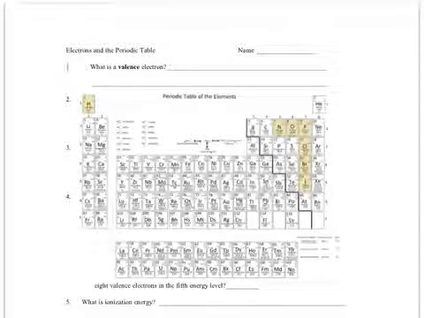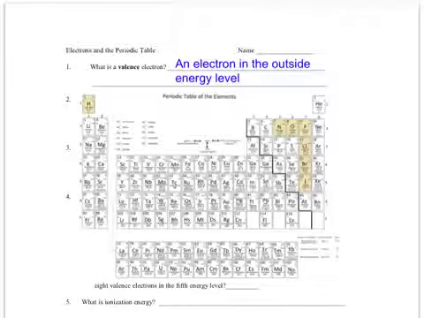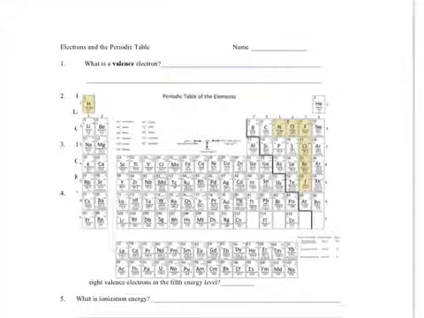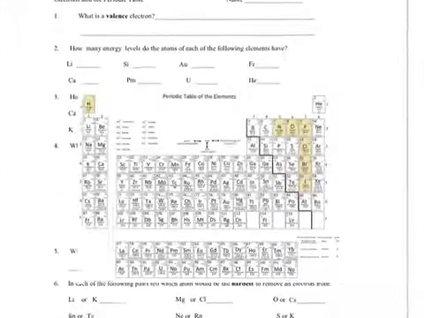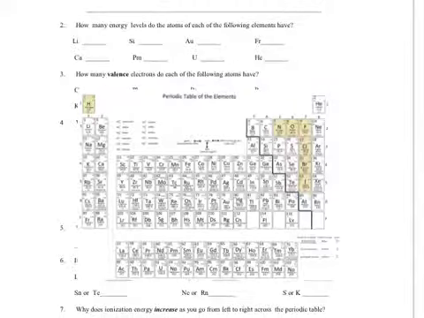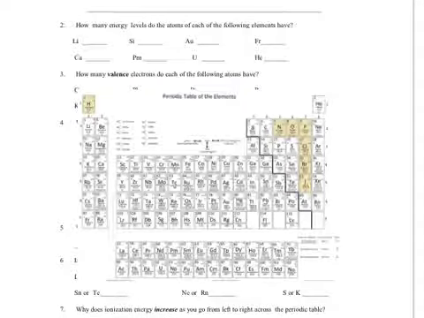Okay, number one, what is a valence electron? It's an electron in the outside energy level. Okay, let's try number two. How many energy levels do the atoms of each of the following elements have? Well, let's just take a look at this.